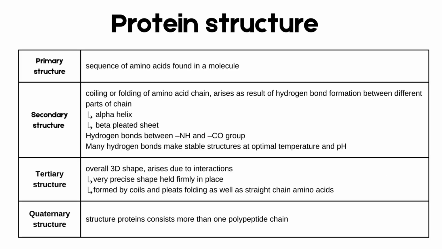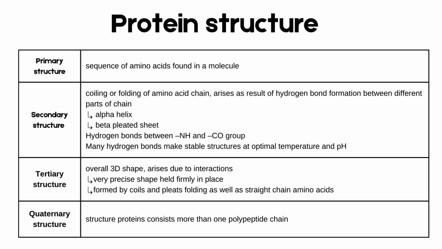Protein structure is studied in 4 levels. Primary structure, the sequence of amino acids in the chain. Secondary structure, the folding or coiling due to hydrogen bonds between NH and CO groups. This creates alpha helices and beta-pleated sheets. Many hydrogen bonds together make these structures stable.